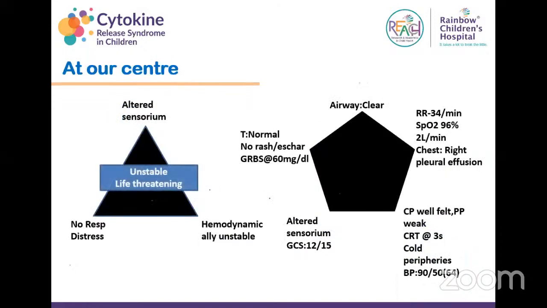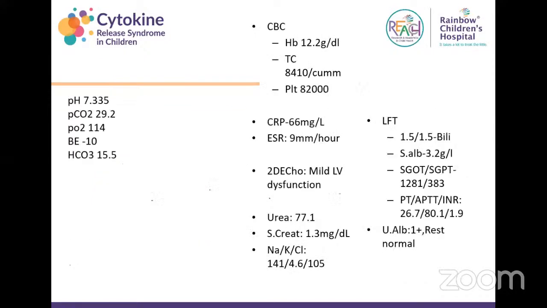On arrival to the ER, he was found to be in altered sensorium, he was in shock, he was hypoglycemic, and he was requiring oxygen. These are our initial set of labs, which show a metabolic acidosis, thrombocytopenia, CRP of 66, and organ dysfunction in the form of mild left ventricular dysfunction. He already had renal dysfunction on arrival with a urea of 77 and creatinine of 1.3. And his liver enzymes were already deranged with 1,200 of OTs and 383 of PTs with coagulopathy and bilirubin of 1.5. Urine had albuminuria.